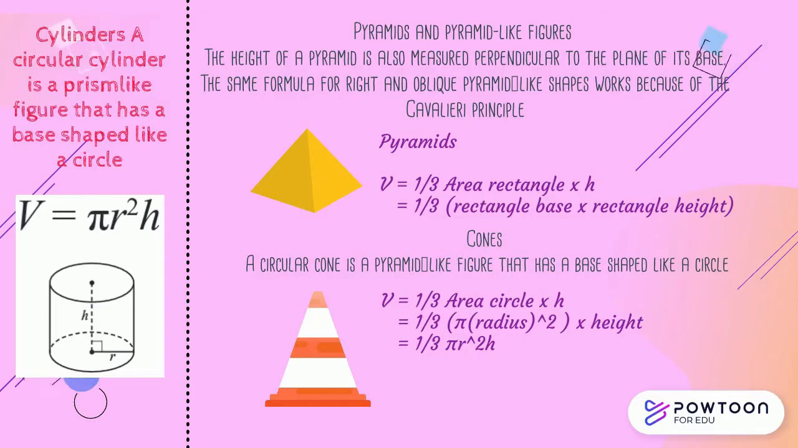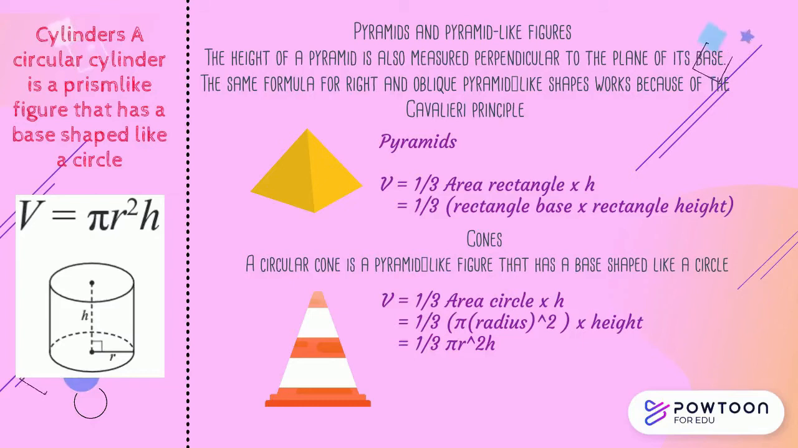Moreover, we have pyramids and pyramid-like figures. The height of a pyramid is also measured perpendicular to the plane of its base. The same formula for right and oblique pyramid-like shapes works because of the Cavalieri principle. Let's see about this rectangle-based pyramid. A rectangle-based pyramid has a base shaped like a rectangle. The formula used is 1/3 area of the rectangle multiplied with the height.